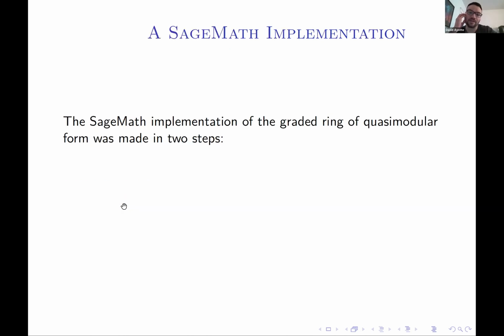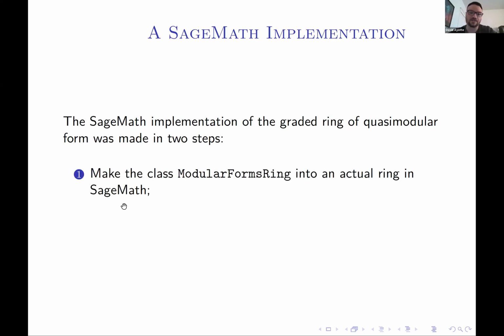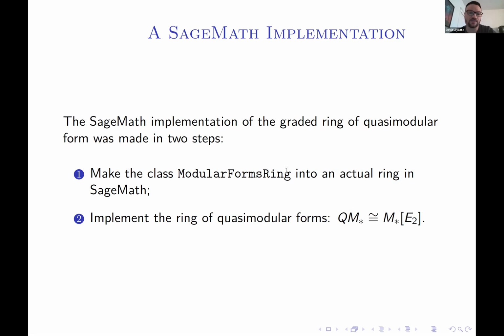The SageMath implementation was made basically in two steps. The first step was to make the class modular form ring into an actual ring in SageMath. This is a class that was already implemented in SageMath, but it was not an actual ring. And the second step was to implement the ring of quasi-modular forms. So let me elaborate a little bit more about the first step.